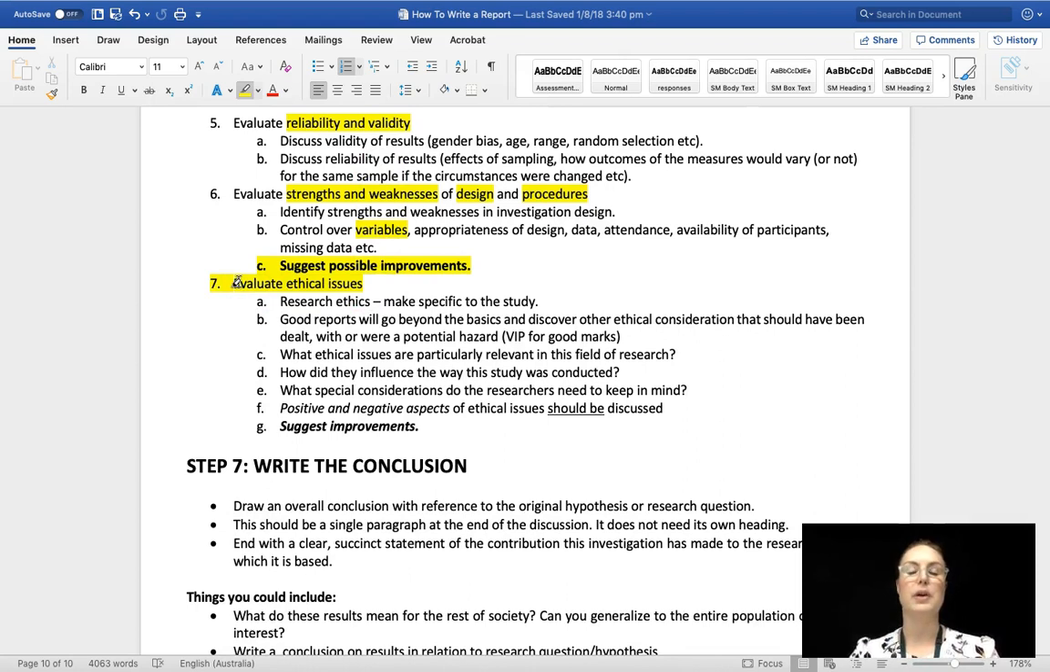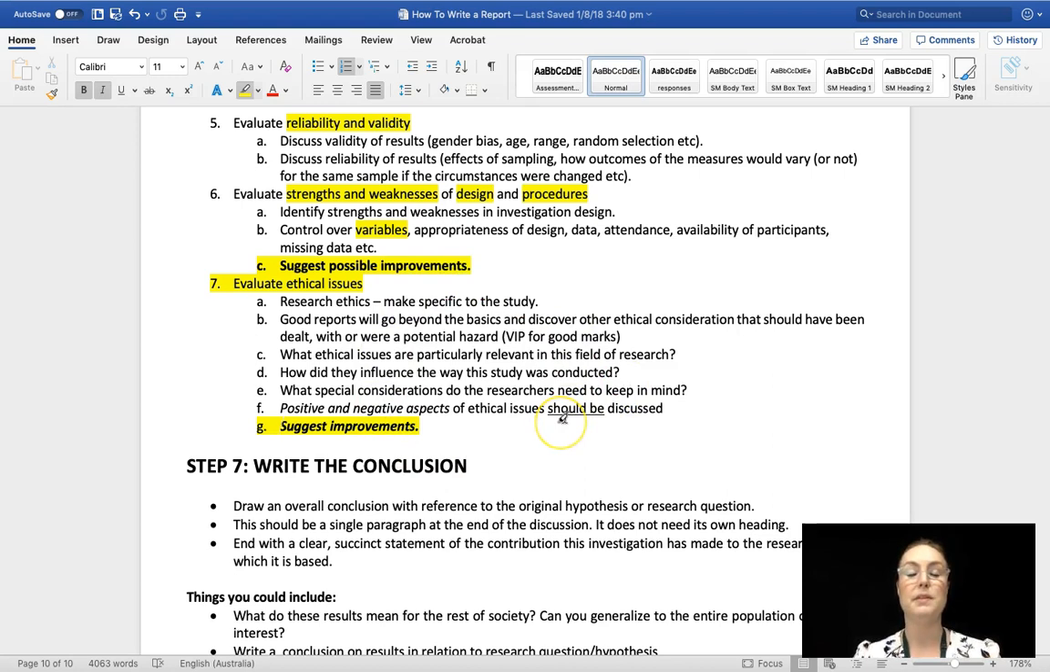Finally, you need to talk about ethics. Now, ethics is tricky because you don't want to talk about every single ethical guideline because you'll run out of words, but you also don't want to just do one. So I recommend that students choose one or two really relevant ethical guidelines that were met very well in the study and talk about those and apply them, and then pick one that perhaps wasn't done very well so that you can talk about a possible improvement and how that could be done better.